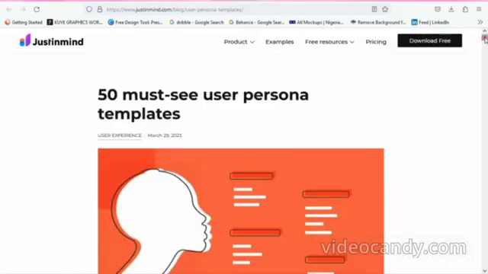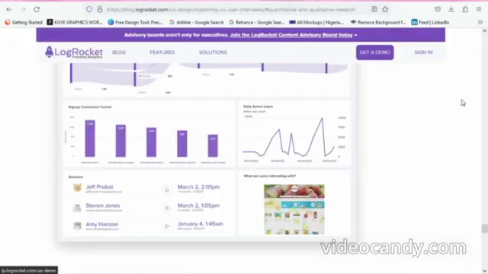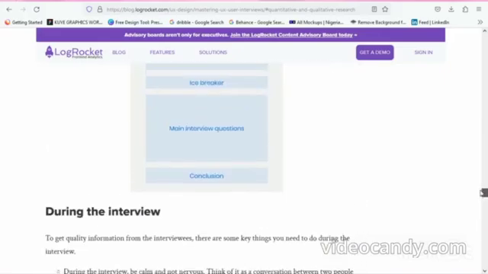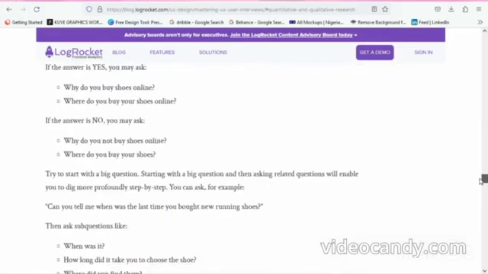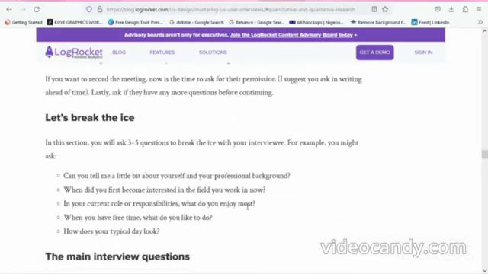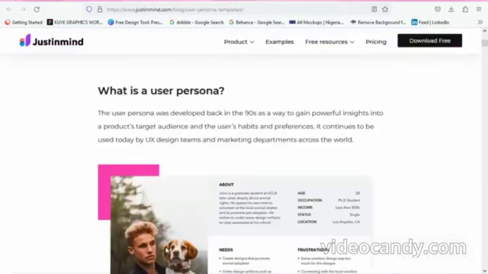So we have user personas. User personas come after conducting your research. It is a representation, like a fictional character, that represents a particular part of your target market. Let me put it that way. A user persona is one person you use to represent other people.